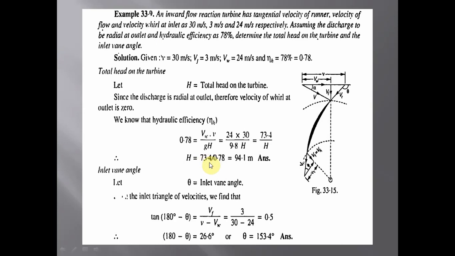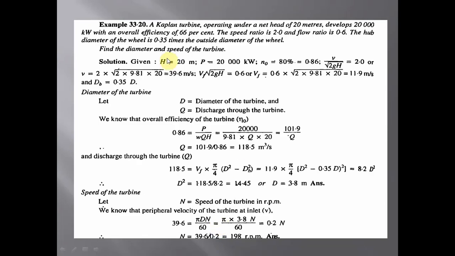Therefore H is equal to 73.4 divided by 0.7, and that is 94.1 meters. Inlet angle we treat as inlet vane angle. Therefore, from the inlet triangle of velocity we find that tan(180 minus theta) is equal to Vf divided by (V minus Vw), that is 3 divided by (30 minus 20), that is 0.5. So 180 minus theta is equal to 26.6, or theta is equal to 153.4 degrees.